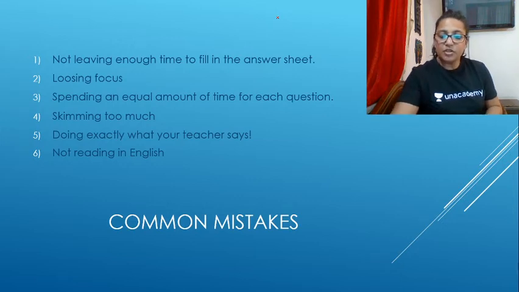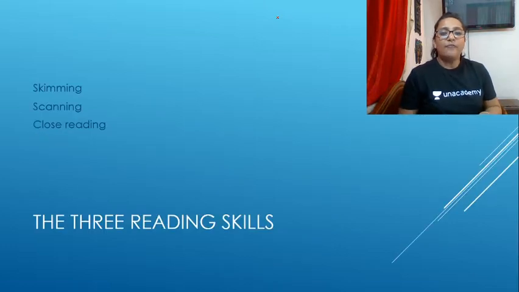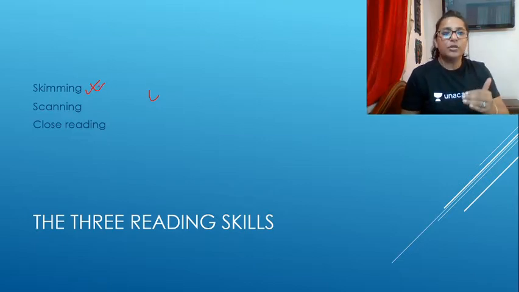So what are my suggestions? Suggestion 1, you have to use the 3 reading skills, that is skimming, scanning, and close reading. As I just said, skimming is when you are quickly reading through the text to just get a general idea of what it is trying to say and not an in-depth reading. You are trying to get a fair idea. All right, that's when you skim.